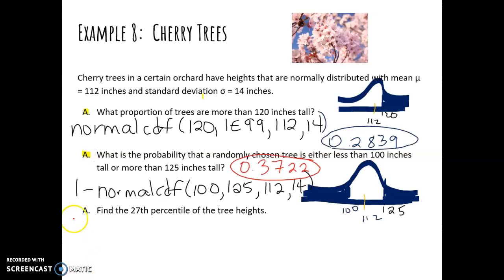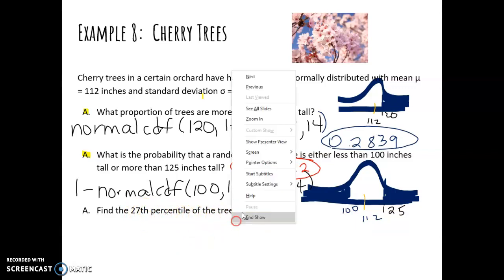Okay, so the first one, normal CDF, 120 to infinity, 112, 14, we get 0.2839 as the proportion of trees more than 120. What's the probability that a randomly chosen tree is either less than 100 or taller than 125? I found the area in the center and subtracted that from 1, so normal CDF, 100 to 125, 112, 14. Subtract that from 1 and we get 0.3722. So let's find the 27th percentile of the tree heights. And I'm going to go to a bigger screen.